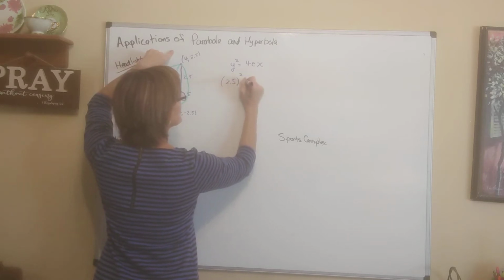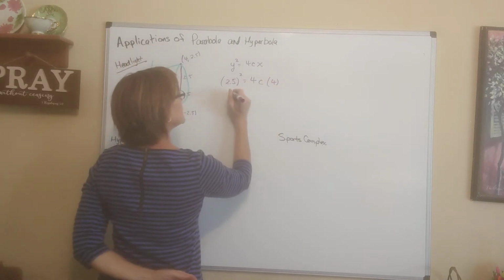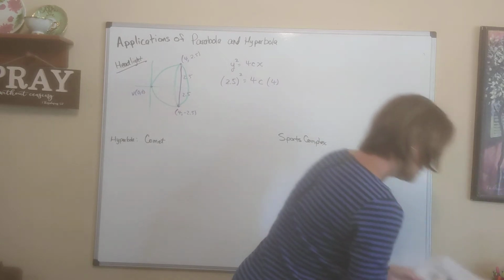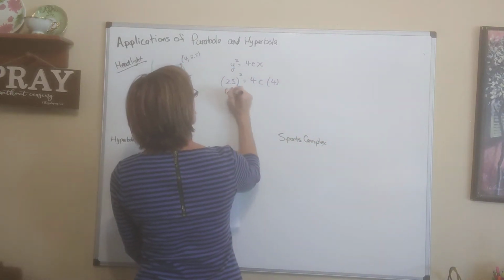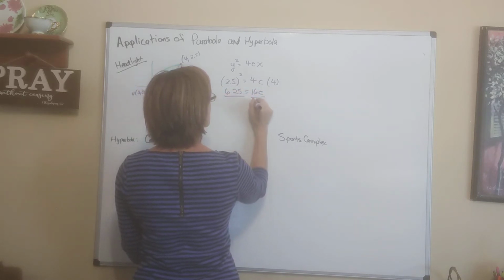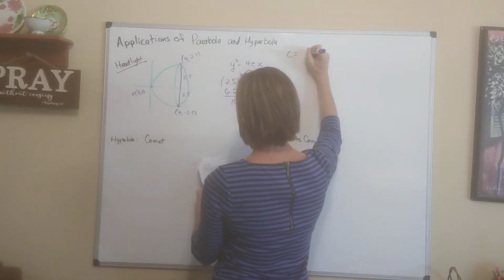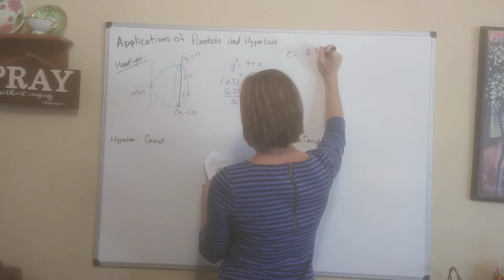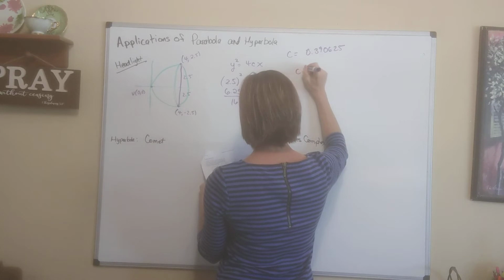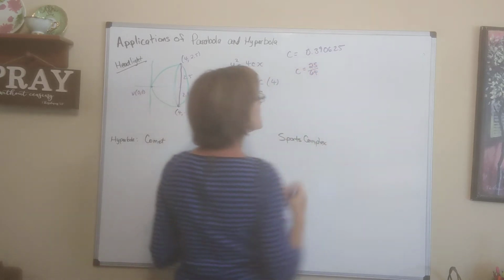2.5 squared is equal to 4 times c times the x value, which is 4. So I get 2.5 squared, which is 6.25. 6.25 is equal to 16c. To solve for c, I get that c in decimal is 0.390625, or in fractions is 25/64. That is the value of c.